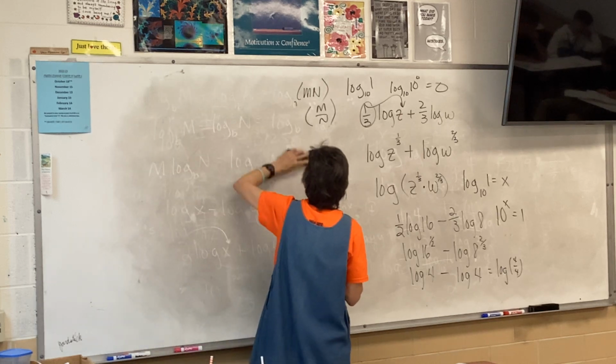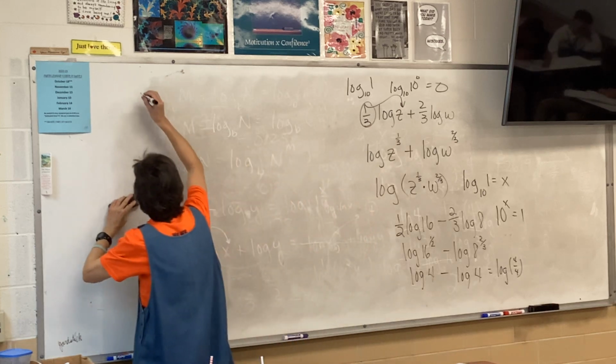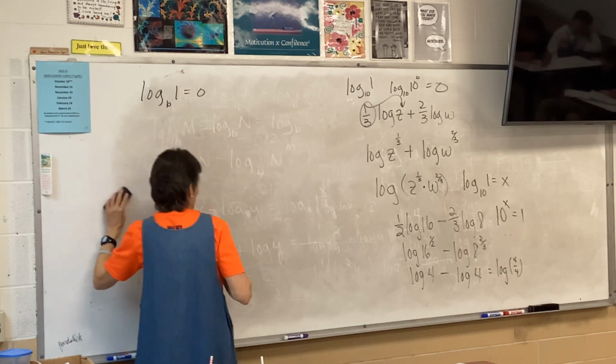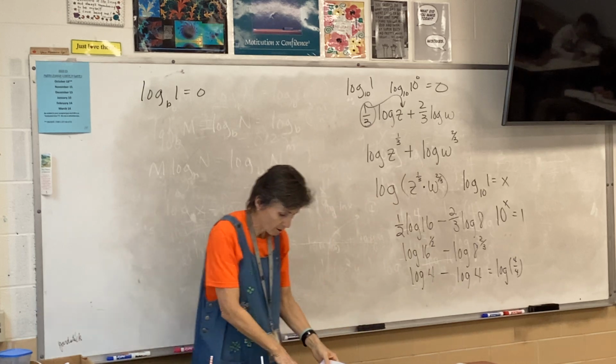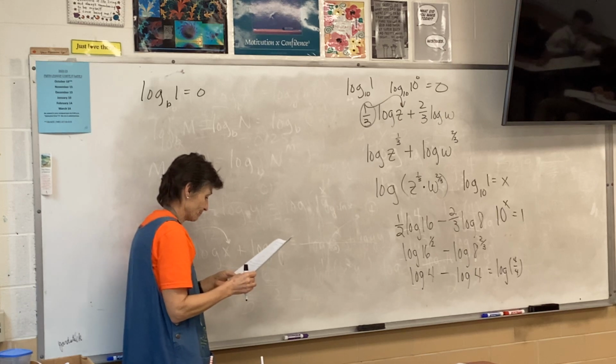Since we struggled with that a bit, we might want to write down and put a circle or a star by log base b of 1 is 0. It doesn't matter what the base is, if you take the log of 1, you are going to get 0.